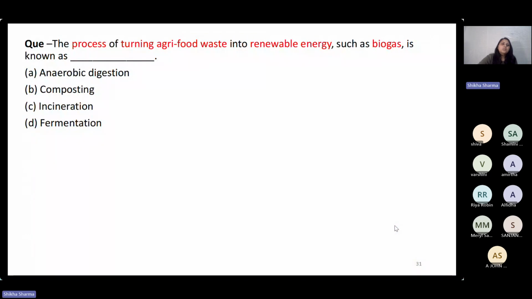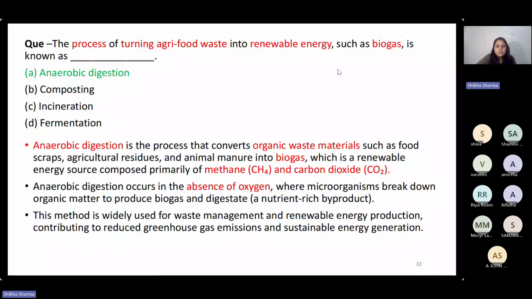Then next: the process of turning agri-food waste into renewable energy such as biogas is known as anaerobic digestion, composting, incineration, or fermentation. Which is the correct answer here? Shiva is saying A, anaerobic digestion. So he's correct here.